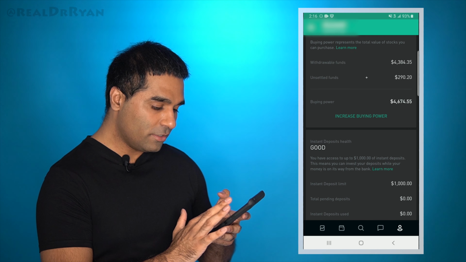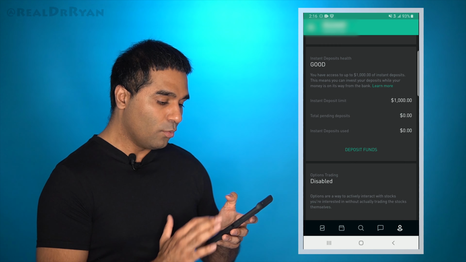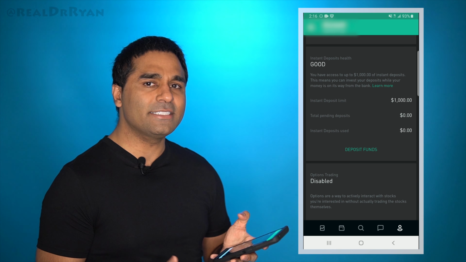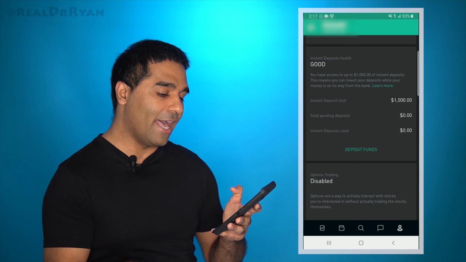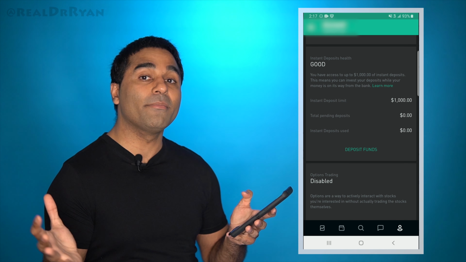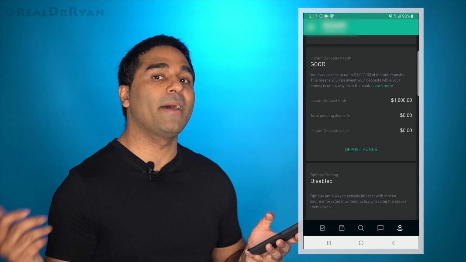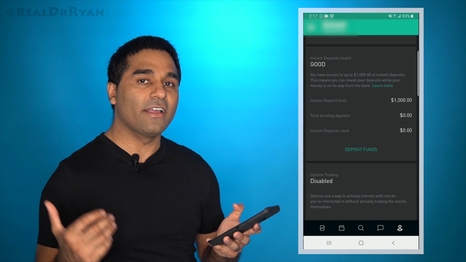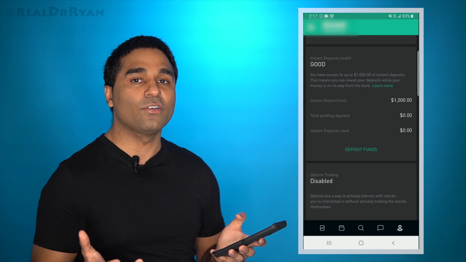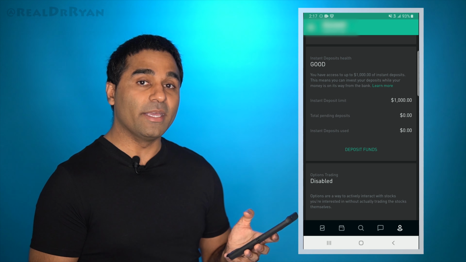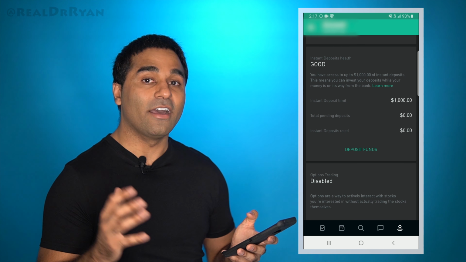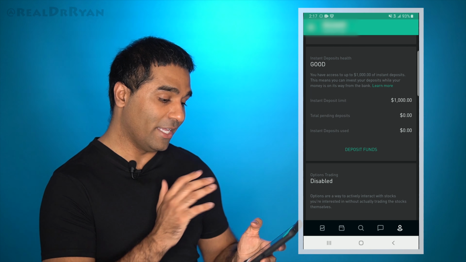And if you scroll down here, we will get into instant deposits. And instant deposits essentially means that you have access to up to $1,000 while your money is coming from the bank. So if you put in a deposit today for $1,000, you don't have to wait until the bank clears it. You can start trading right away because you have up to $1,000 available in your account thanks to instant deposits.